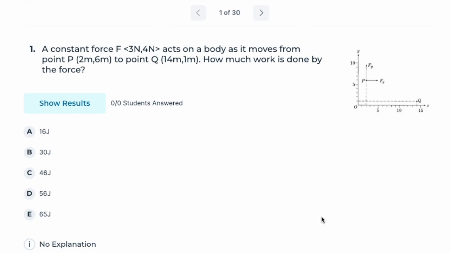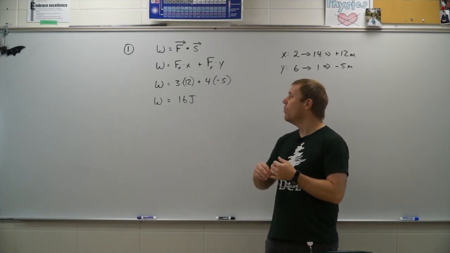A force of 6 newtons I hat, 4 newtons J hat acts on a body as it moves from point P, which is at 2,6, to point Q, 14,1. How much work is done by the force? All right, let's take a look at number 1.